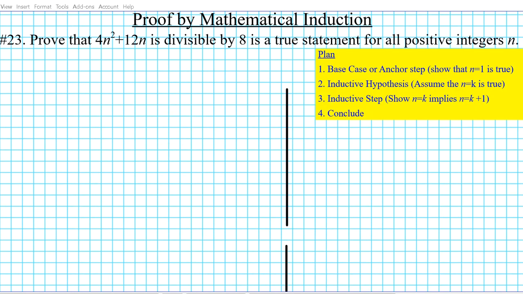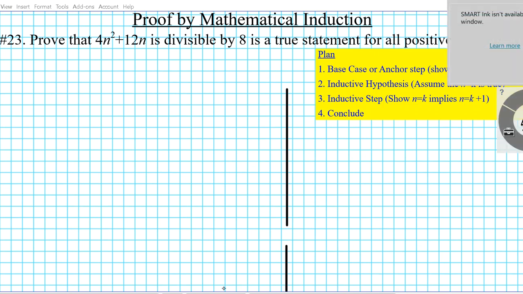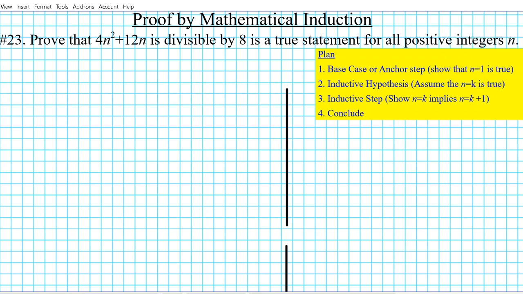Alright, so the proof we're doing today, again, is as follows. We're going to prove that 4n squared plus 12n is divisible by 8. We want to prove that that statement is true for all positive integers n.